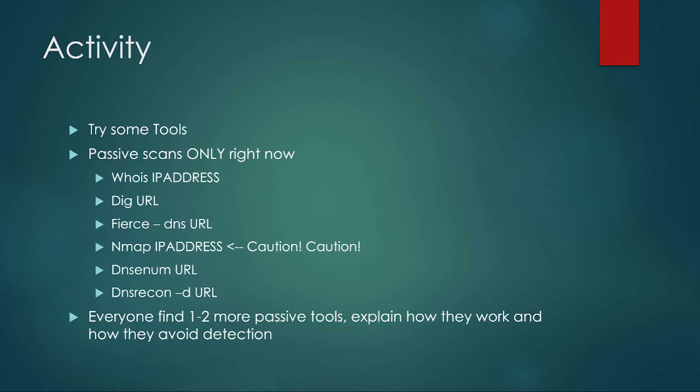What you can do, however, is take a break, pause me here, and go find one or two more passive tools. Look at how they work and how they avoid detection. What makes it a passive tool versus an active tool, and how does it make sure that people can't tell what we're doing?